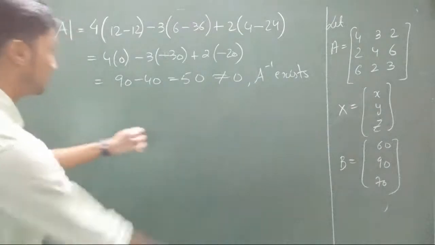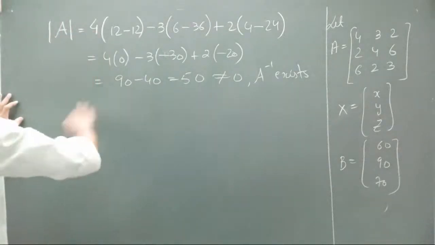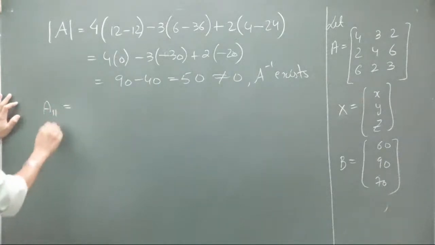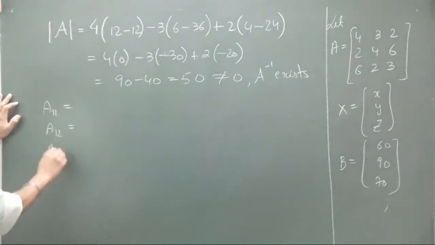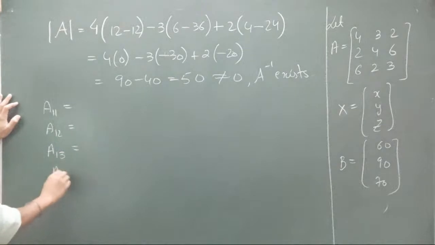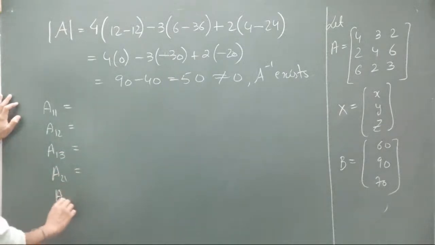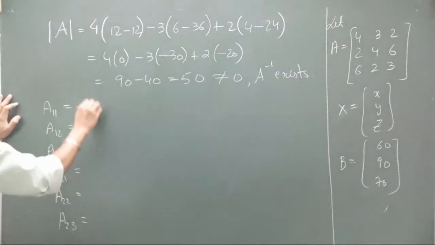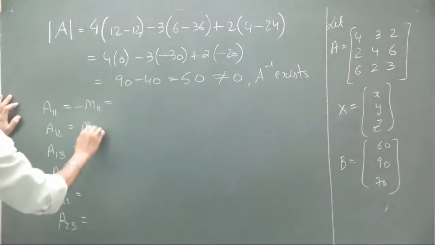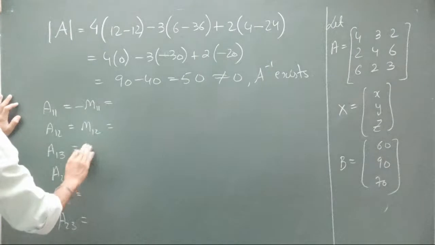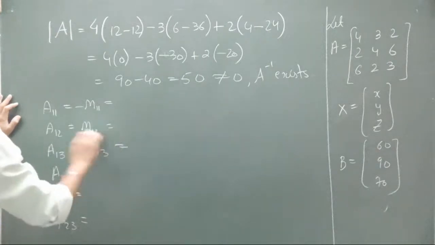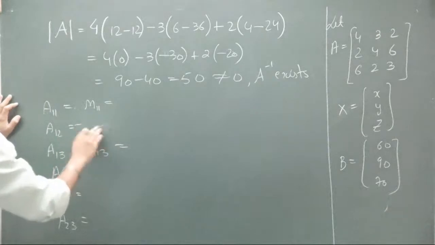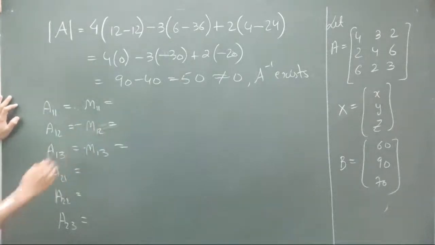All right, let's go now to adjoint of A inverse exists. Let's go for now the cofactors and the minors. A12, A13, A21, A22, A23, M11, M12, M13, minus M12.